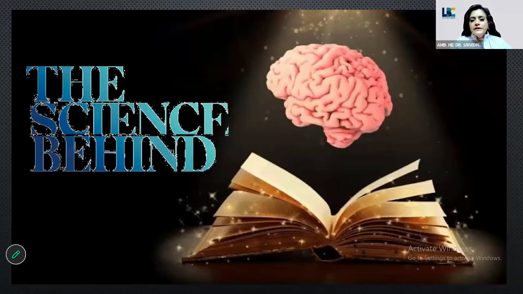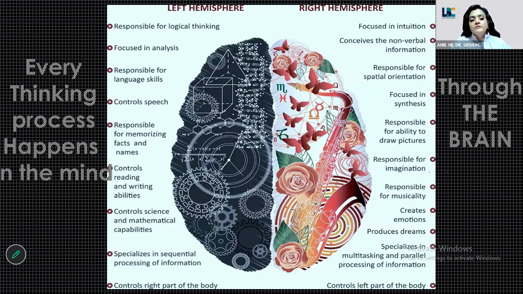So what is the science behind this? Basically, it all starts in the brain, the human brain, the thinking process. It happens in the mind with the help of our brain. Every thinking process happens in the mind through our brain. And we all know that there are two parts of the brain: a left part and a right part.